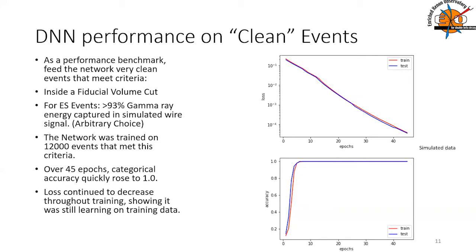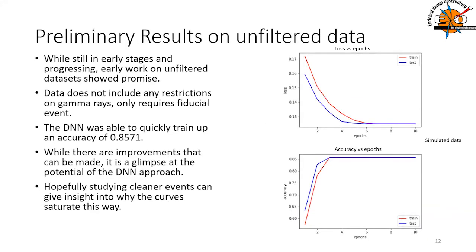Now, where is it at on unclean data, unfiltered data? So the preliminary results on that are promising, but they're still in very early stages. If you don't put any restrictions on the gamma ray energy deposited on the wire signals, you do see an accuracy that rises quickly and then plateaus at around 85, 86%. But the loss plateaus as well very quickly.